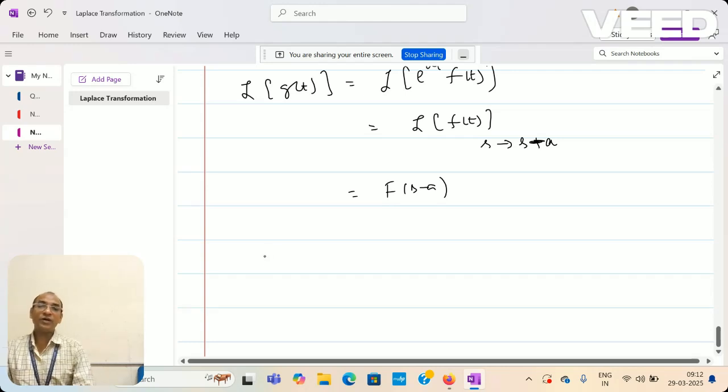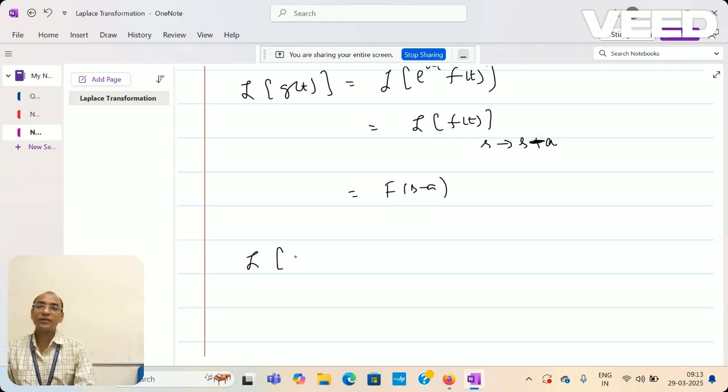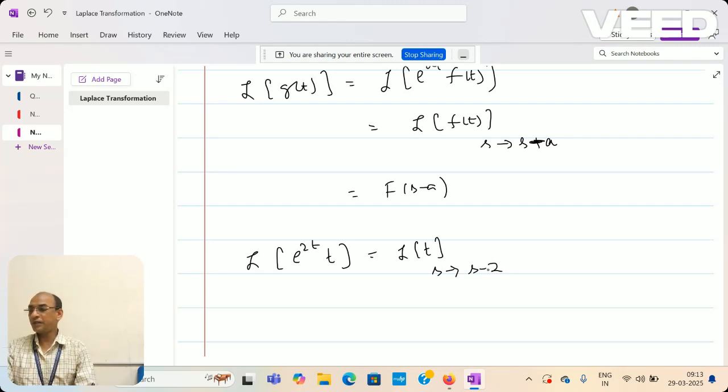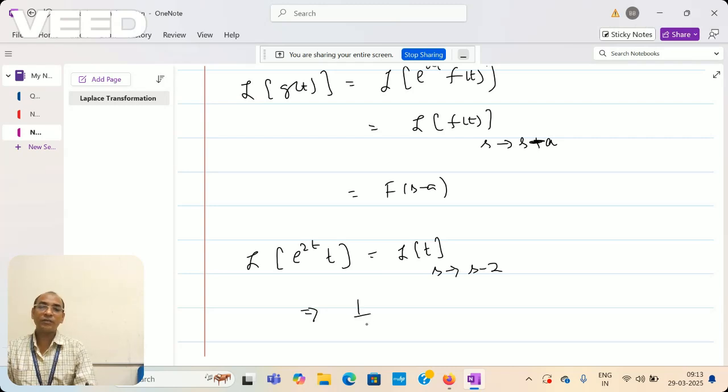For example, if I say Laplace transformation of e to the power 2t into t, I will find the Laplace transformation of t, then wherever s appears, I will replace it by s minus 2. The Laplace transformation of t is 1 by s square, and replacing s by s minus 2, finally I will get 1 by s minus 2 whole square.